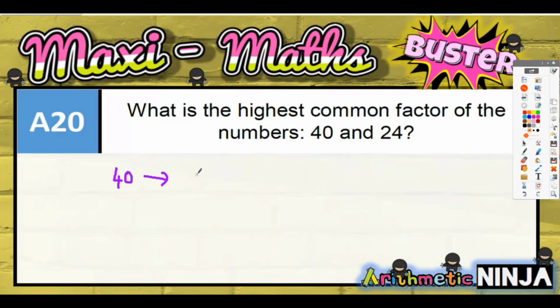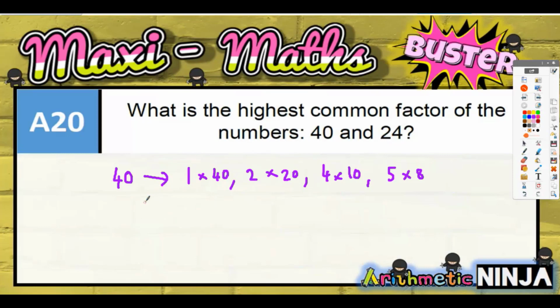Factors of 40 are 1 and 40, because 1 times 40. I'm just going to put times between them. You could actually put commas instead. We've got 2 times 20. 3 won't work. 4 times 10. 5 times 8. And that's it for factors of 40.